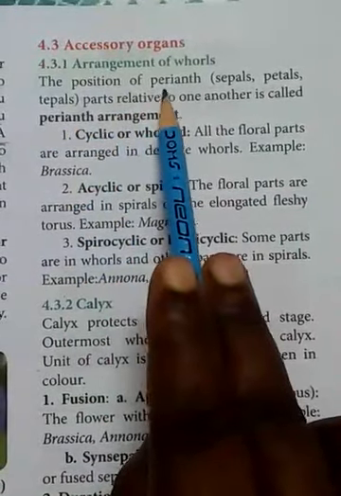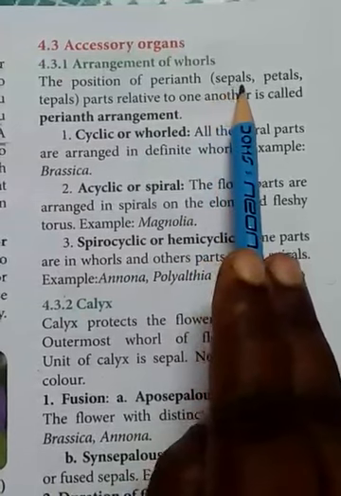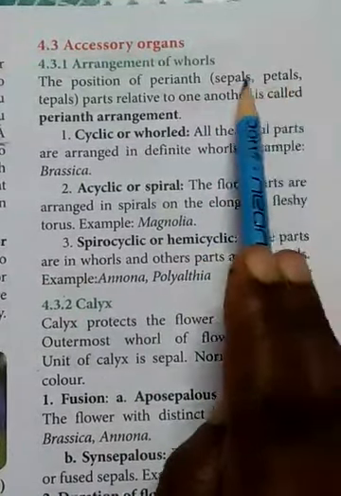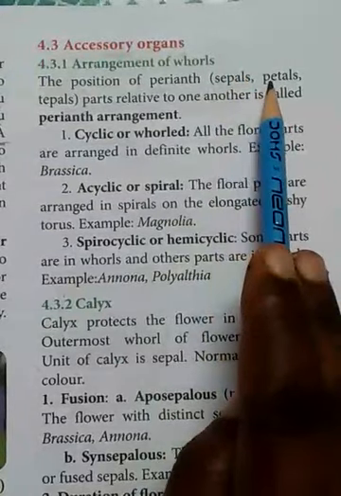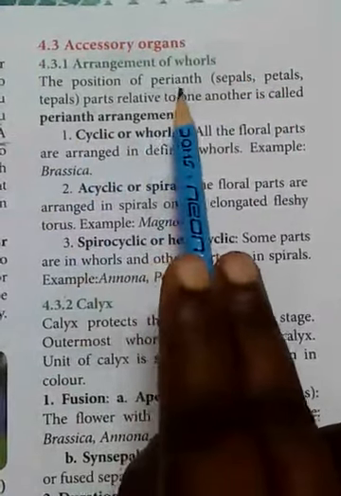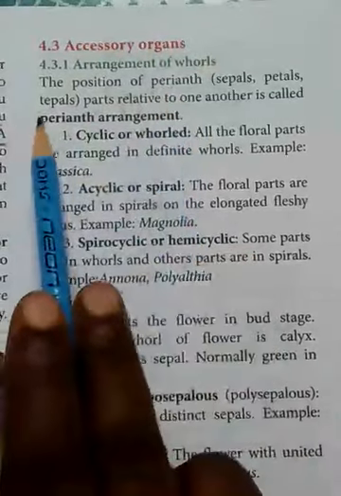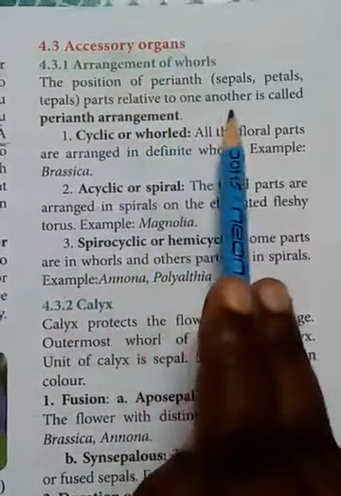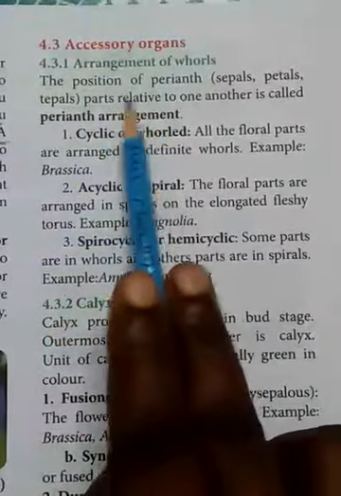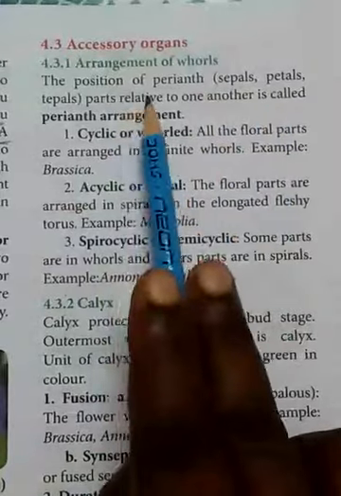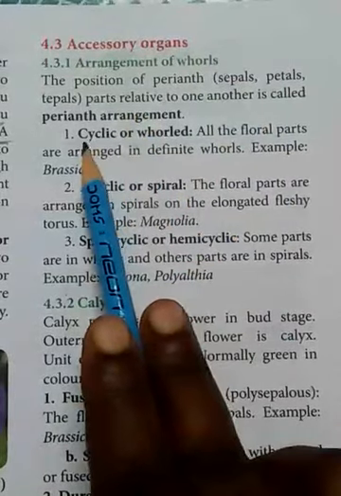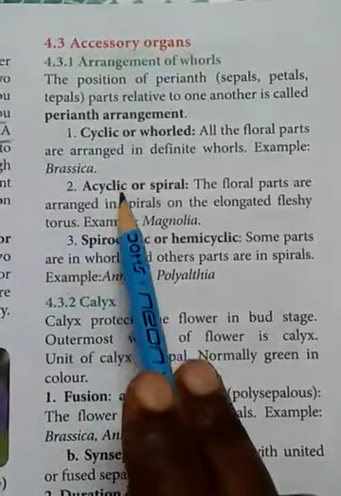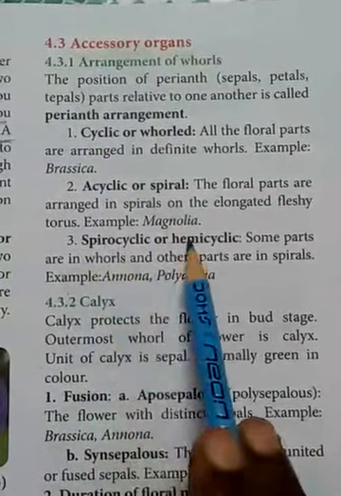So here, as I told you, the group of sepals forms the calyx, the group of petals forms the corolla. If the sepals and petals are not there, there is a whorl present that is called the perianth, and this perianth is made up of tepals. So these parts relative to one another is called the perianth arrangement. So their arrangement, the sepals, petals or tepals arrangement, we are going to study here. This arrangement can be in three ways: cyclic, acyclic, spirocyclic or hemicyclic.